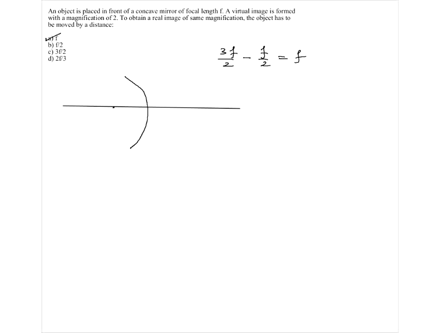It's a case of virtual image. That means object is somewhere here. Let's say this distance is x. Virtual means it is on the right side, and it is upright also. I am taking x and y as the distances, geometrical distances, which are positive.